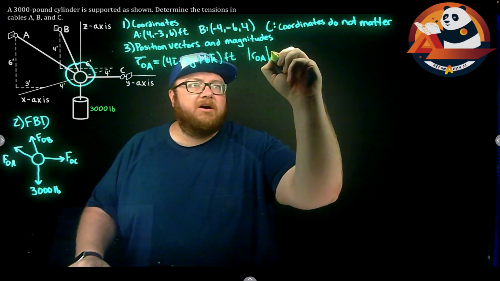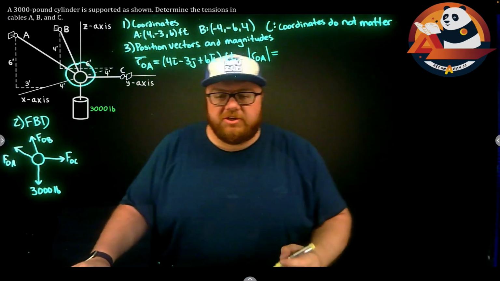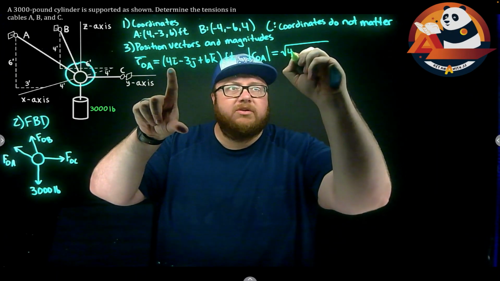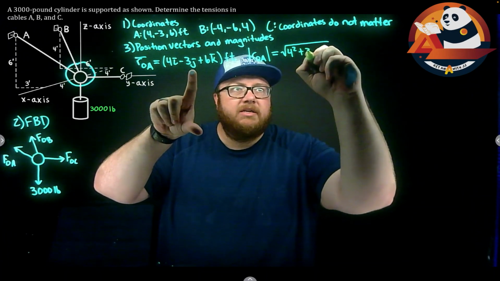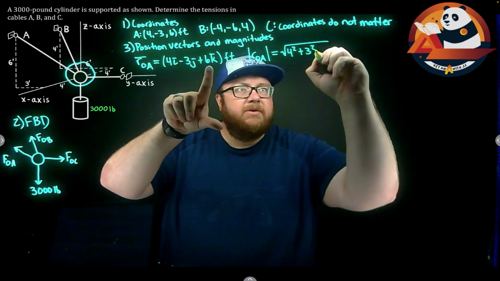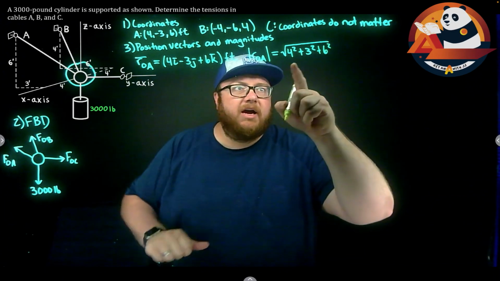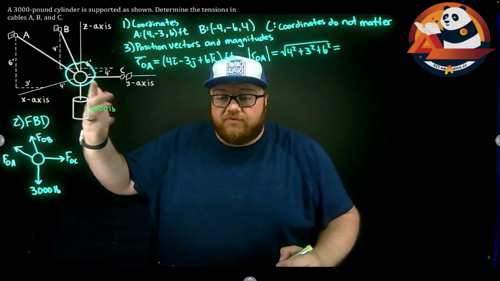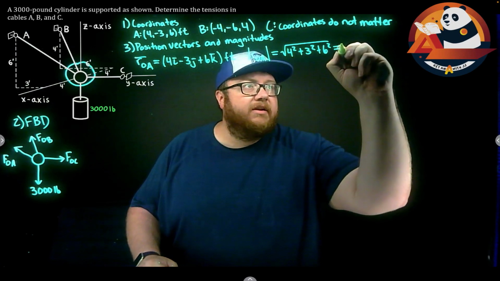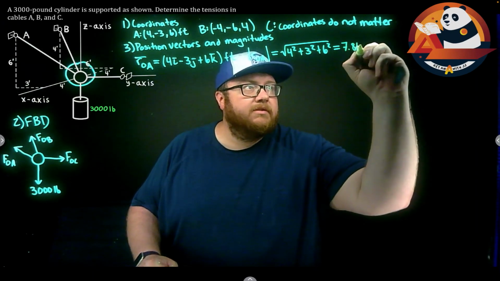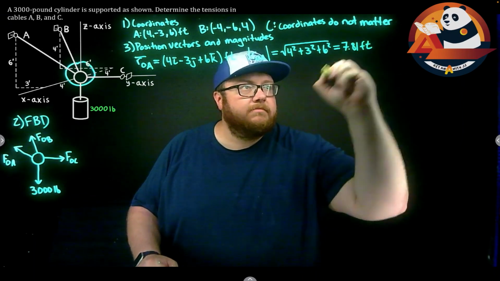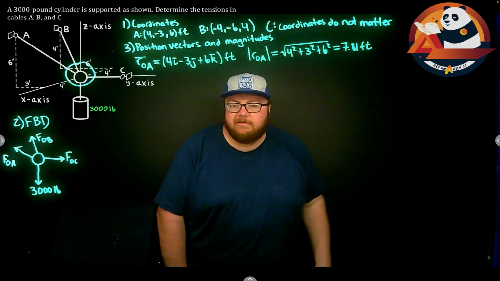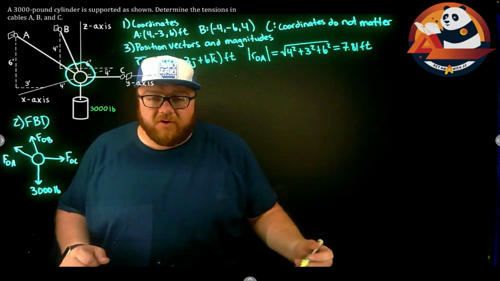The magnitude of ROA should be equal to the square root of our x component squared, 4 squared, plus our y component, 3 squared, plus that z component, 6 squared, for ijk. This is going to get us that our magnitude, or that distance from the origin to A, is 7.81 feet. So we have one of our two position vectors and its magnitude figured out. Our next step would just be to repeat that for ROB.